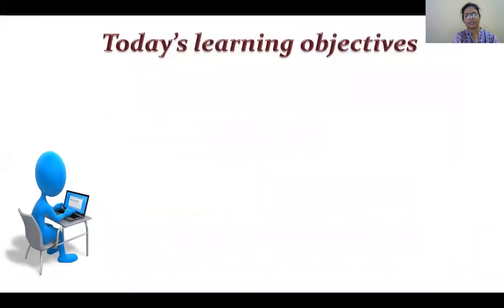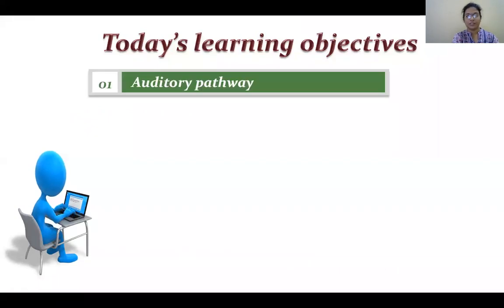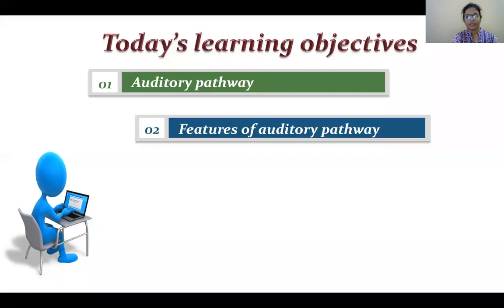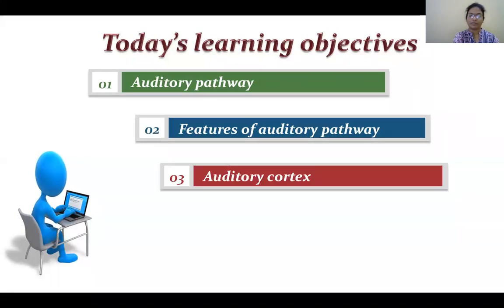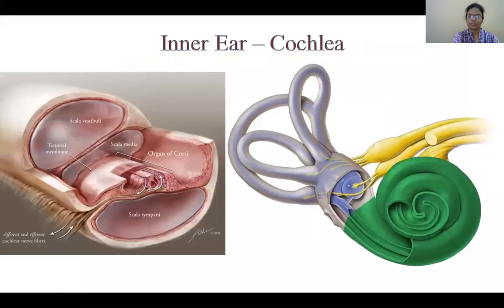So coming to today's learning objectives. Today we would see the auditory pathway details. Coming to next, the features of the auditory pathway. Then some information about the auditory cortex. And then the neural processing.